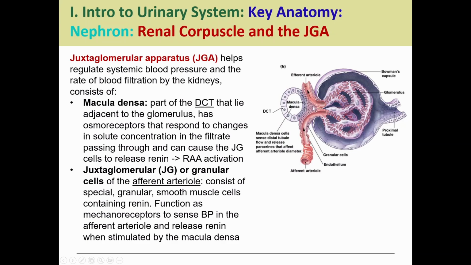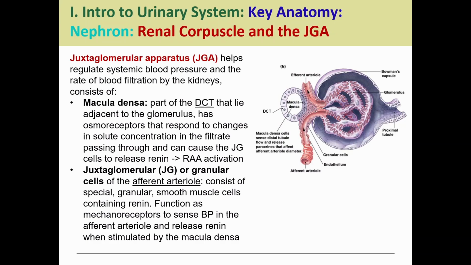These guys have osmoreceptors, so they detect changes in solute concentration. As we get towards the end of the nephron, the filtrate passing through, we can detect what solute concentration is still left, and that will cause these juxtaglomerular cells to release a hormone called renin. Renin is going to activate the RAA system, the renin, angiotensin, aldosterone system, which is helpful for maintaining blood pressure. We'll get into what renin, angiotensin, and aldosterone do in just a little bit, but we find them there.